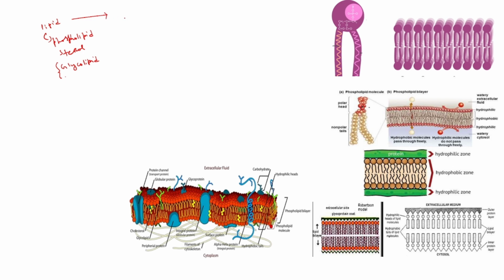So in the plasma membrane, lipid plus protein is also present. What is the protein? Here the blue colored structure is called the protein. Here is one protein, here another protein, here another protein. The proteins are of two types. One is called peripheral, and another is called integral.